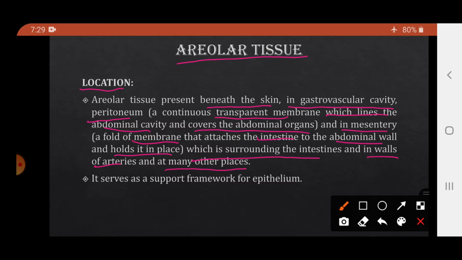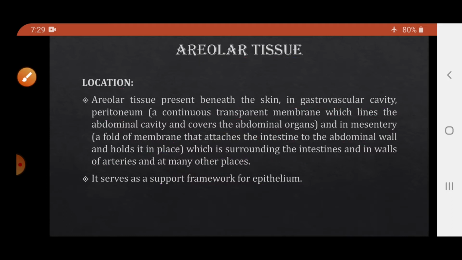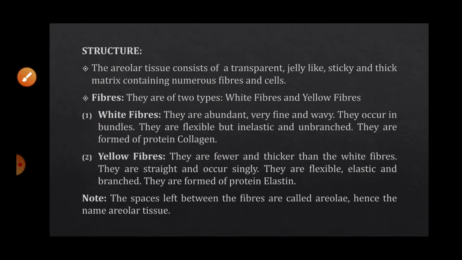And apart from this, it is also present at many other locations. It serves as a support framework for the epithelium. Epithelial tissue को support करने का काम किसका है? Areolar tissue. मैंने बोला था कि always epithelial tissue के नीचे connective tissue रहता है. So the main connective tissue which lies below the epithelial tissue is the areolar tissue.